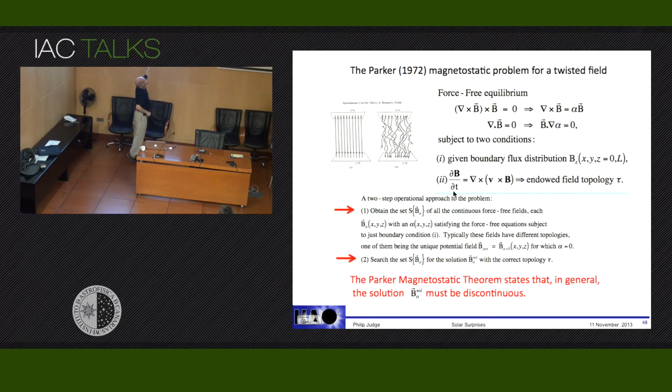This is a local statement. If I start off from here and I have a value of alpha, this is saying that value of alpha propagates all the way from here all the way up to there. It's constant along a field line. Remember, the topology is fixed.